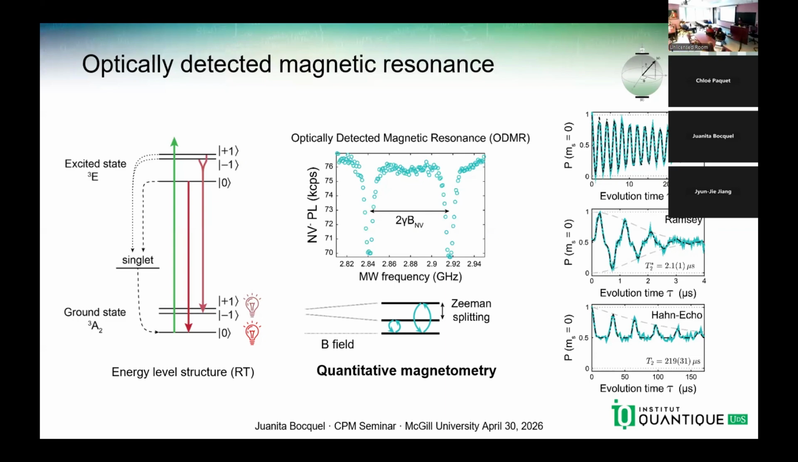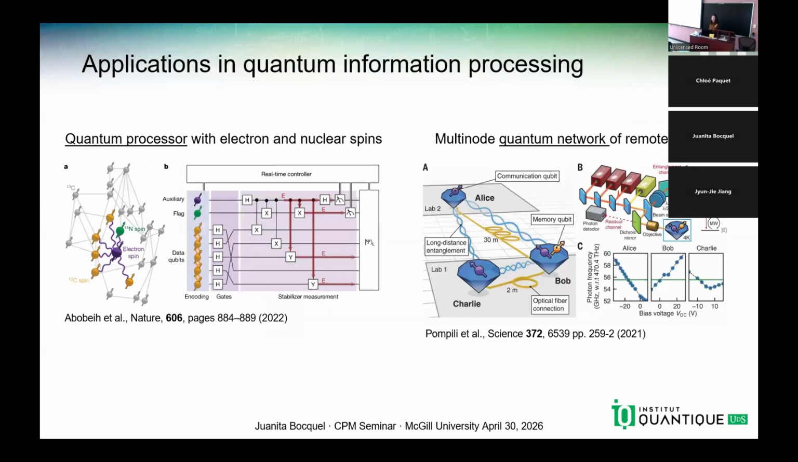So that's the basics, if you wish, of the NV centers. And because of this versatility, there's a lot of work that has been done over the last 20 years or so. And I would say there are two main fields.